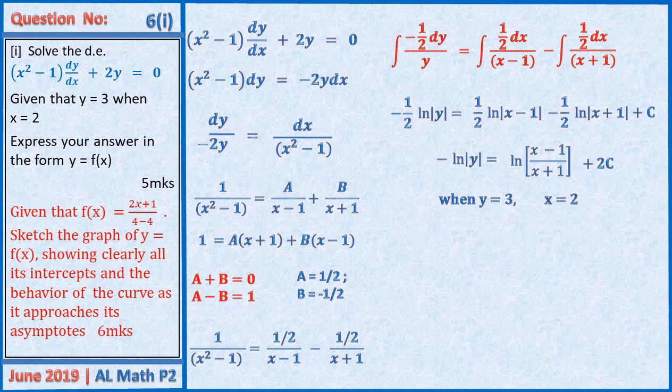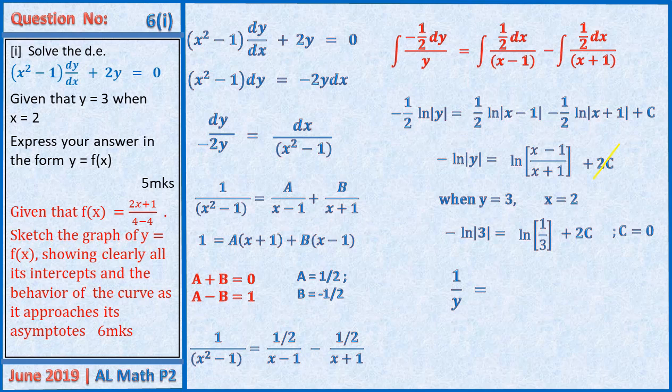The question tells us that when y is equal to 3, x is equal to 2. They want us to use these values to obtain the value of c. So we fit these values into our integral. We have minus ln 3 equals ln of 2 minus 1, which is 1, over 2 plus 1, which is 3. And this gives us c to be equal to 0. So our c is 0.